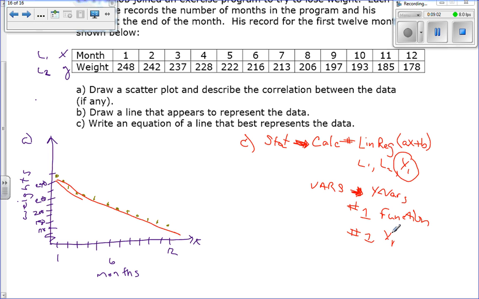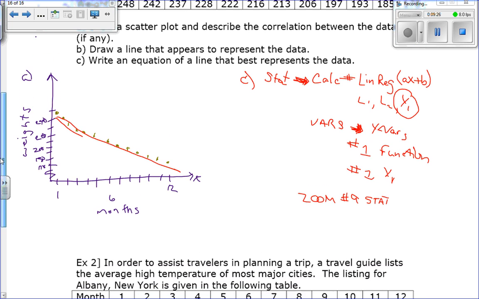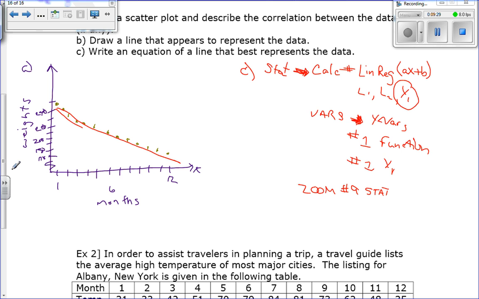And then, what I want you to do on your calculator is hit zoom, number 9, which is ZoomStat. And what that will do is give you a picture of your scatter plot along with the line that we chose. So you'll have a graph that looks very similar to mine, except it'll look a lot nicer than mine. And then C says write an equation of a line that best fits the representation of the data. So this is what we do when we look at the actual graph.